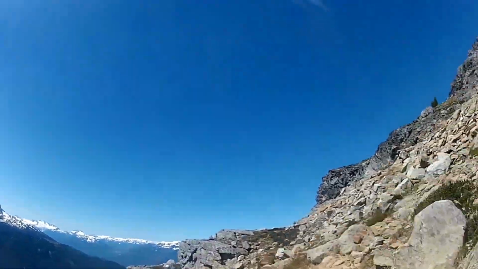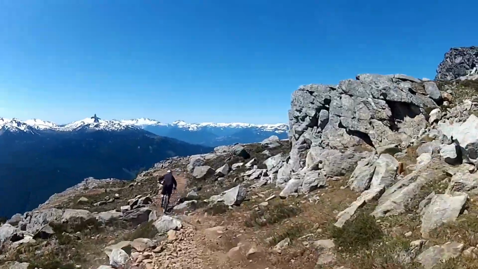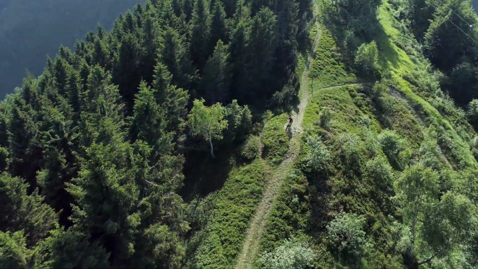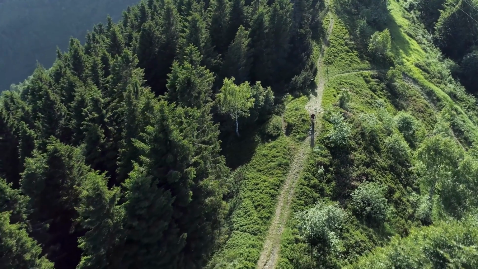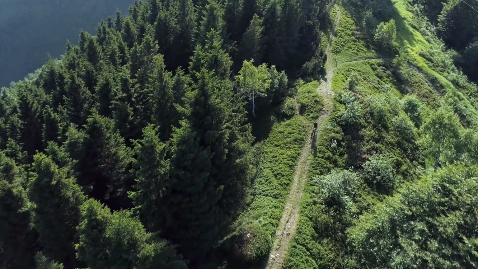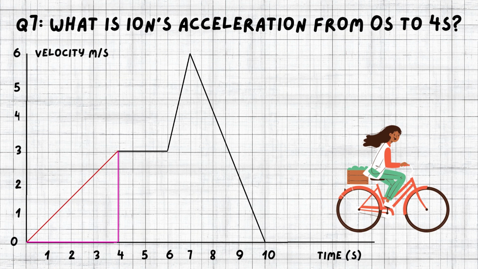Let us look at this scenario. Ion is biking. The graph shows Ion's motion. Question 7. What is Ion's acceleration from 0 to 4 seconds?